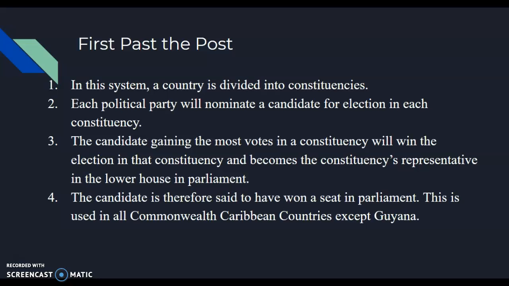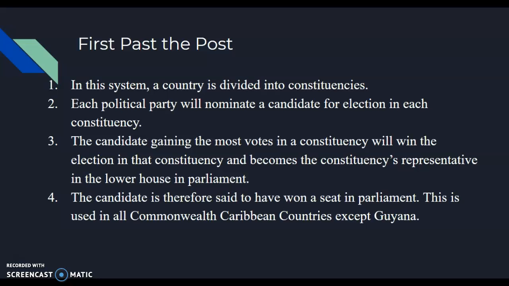Now, just like Jamaica, which uses a first past the post system, the country is divided into constituencies. So, for example, one parish, like St. James, is divided into several electoral divisions. St. James East Central, St. James West Central, St. James West.